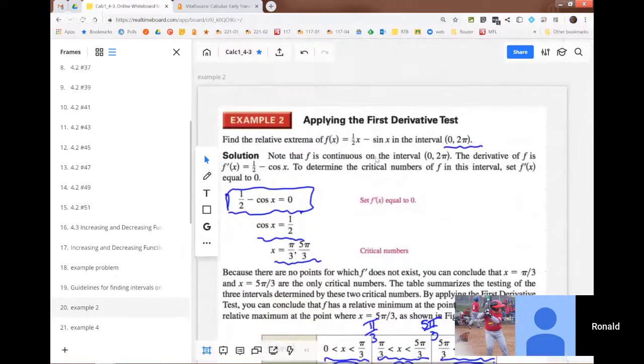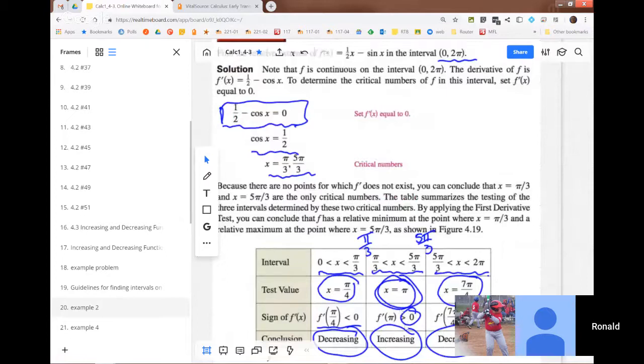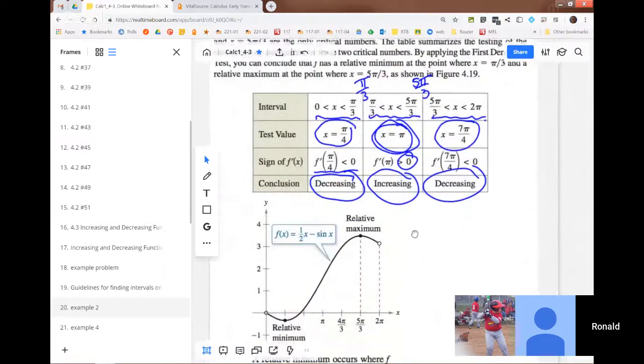Let's go back and plug in pi. So you'd have here 1/2 pi minus the sine of pi. And what's the sine of pi? Sine of pi is 0. So you'd have 1/2 pi, which is positive. And so now we know in that interval it's increasing. So it's actually pretty simple.